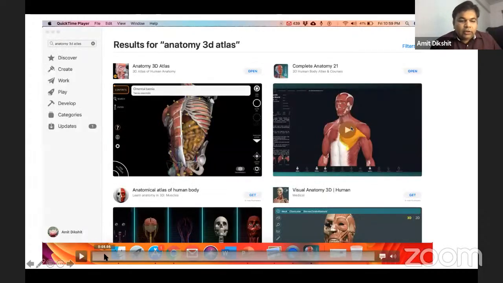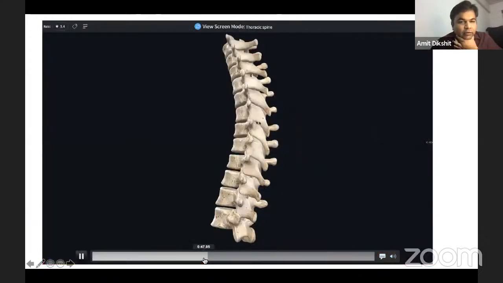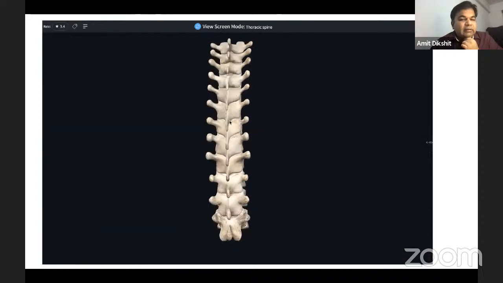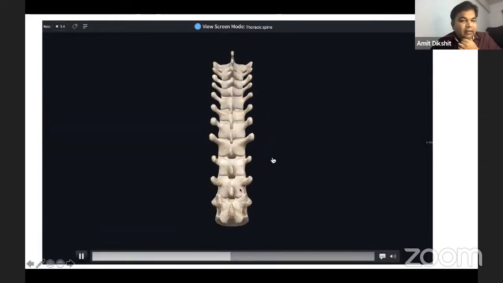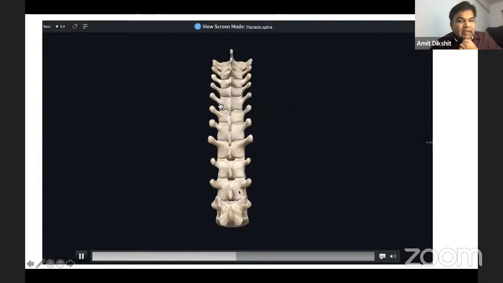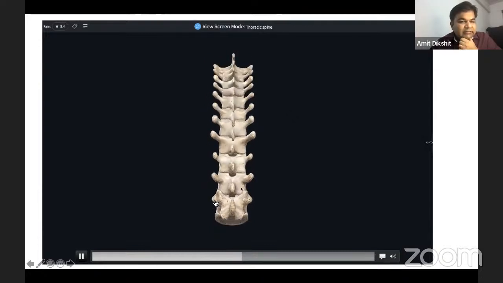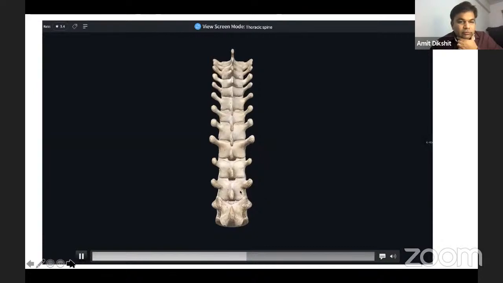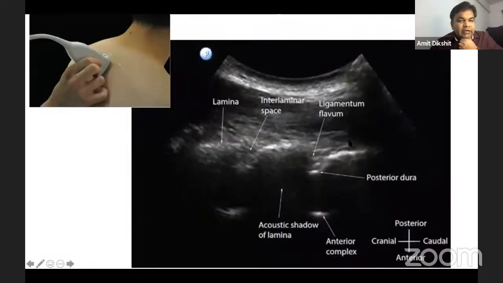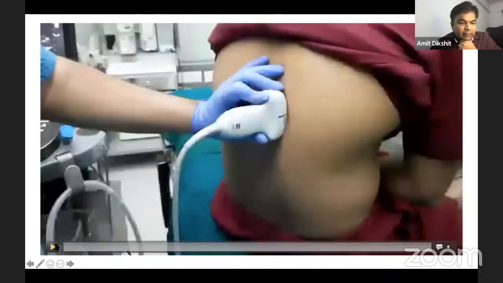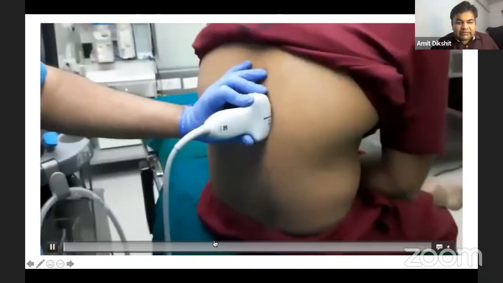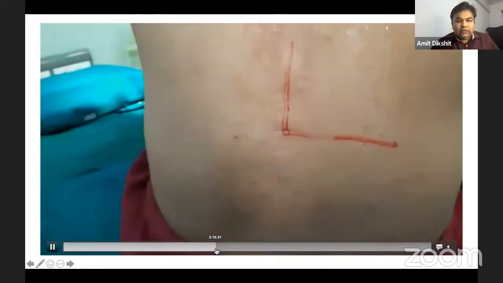So I'm not going into greater details, but this type of 3D anatomy is nowadays available everywhere. You can download it on different apps, and a color 3D atlas is available, and you can use this to note the exact anatomy of upper thoracic, middle thoracic, and lower thoracic areas. So gadgets are useful. Now, when it comes to upper and middle thoracic, median approach, parasagittal technique, how we do it is we just note the exact level.